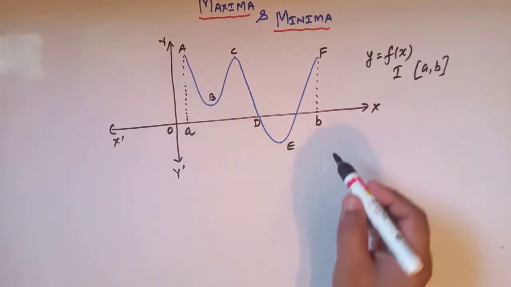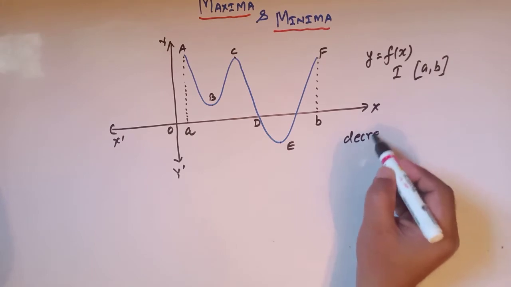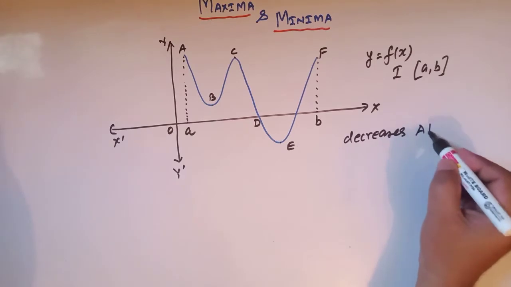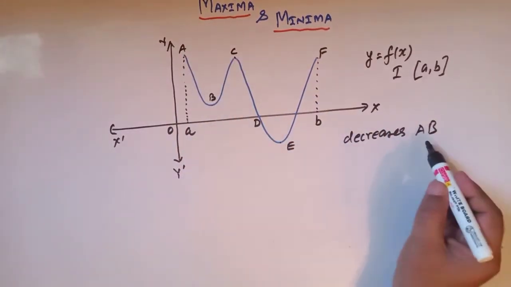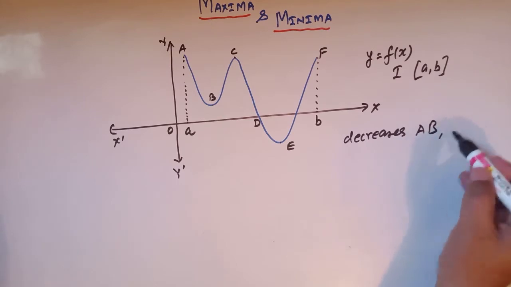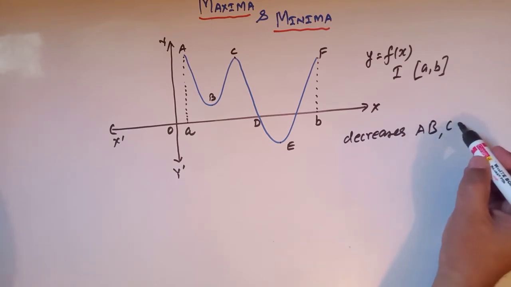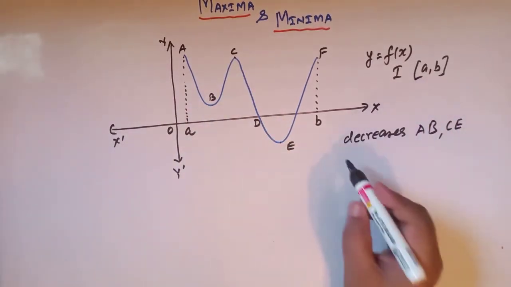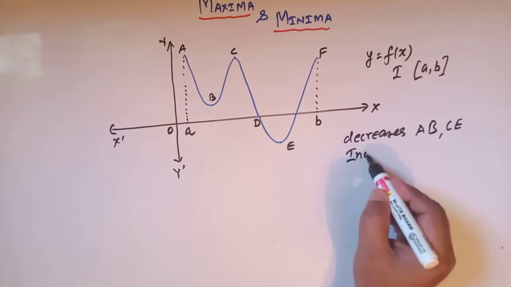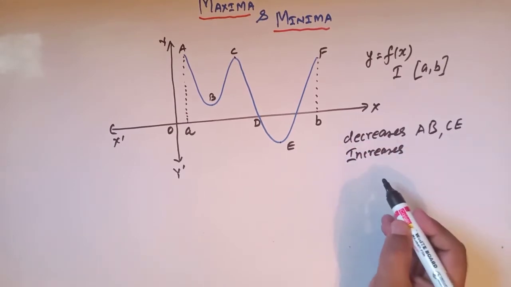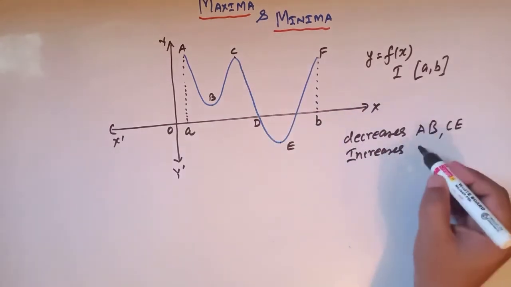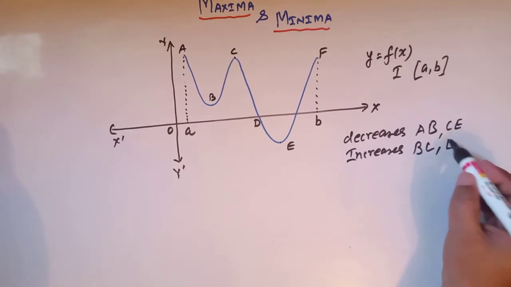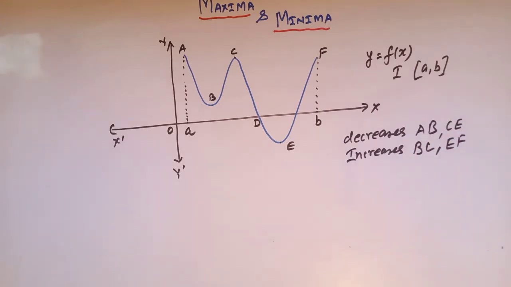Now here we see that the function decreases from A to B. In the AB part, the function decreases. Then from C to E, clear? C to E. Then we see that the function increases in the section BC and in the section EF. Clear? So this is the first observation.